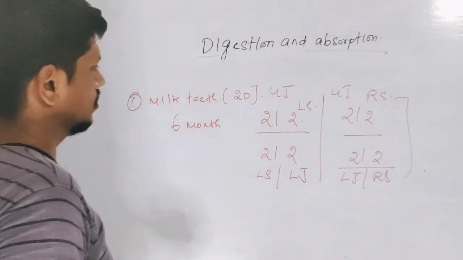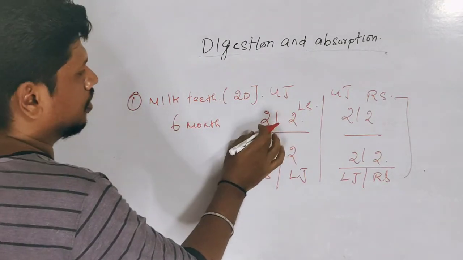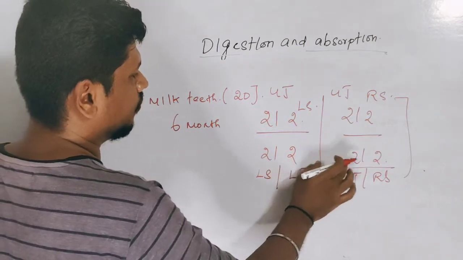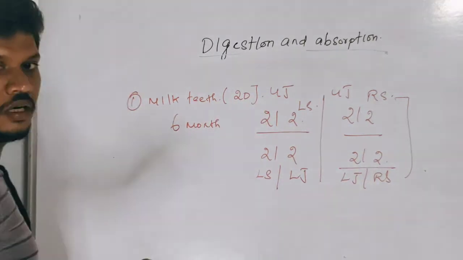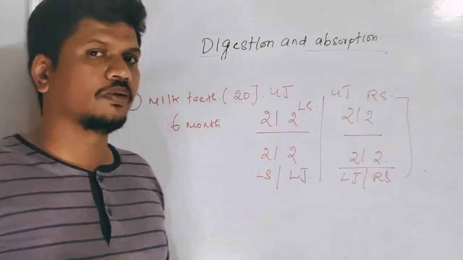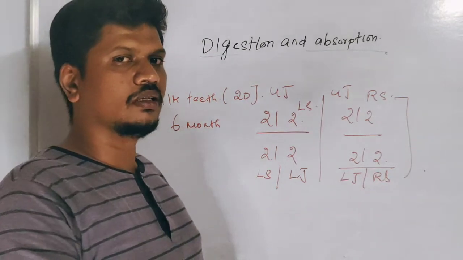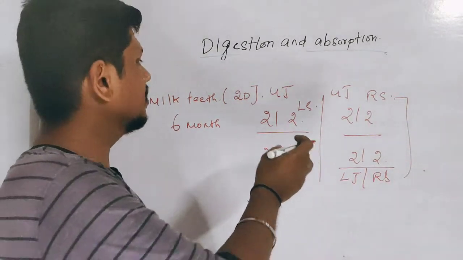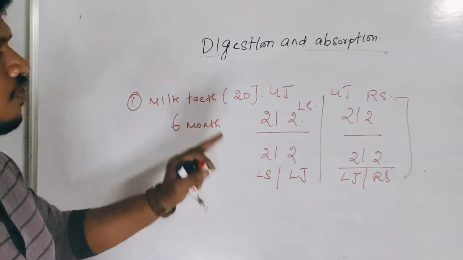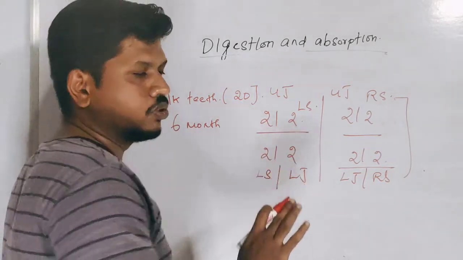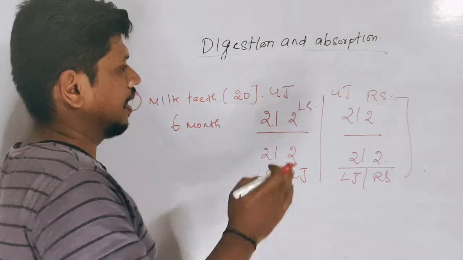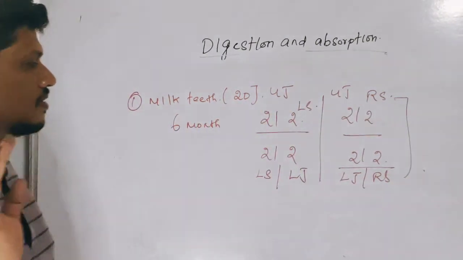Just you can count. 2 plus 3, 5. Here also 5, then down also 5, 5. Which means total 20. Try to remember. After 6 months, your babies have a chance to grow one set of teeth. They call it milk teeth. It is around 20. 2-1-2 divided by 2-1-2. Upper jaw, another one is lower jaw. Again, left hand side, another one is right hand side.